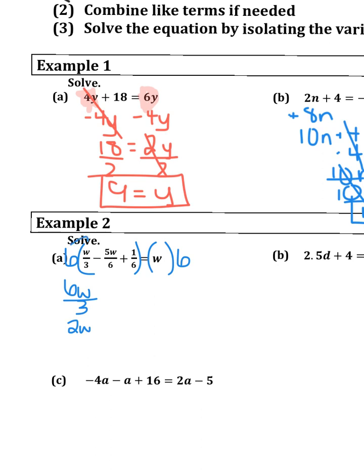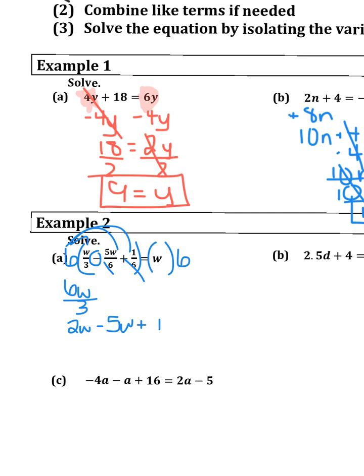Now, this 6 also gets multiplied by the negative 5w over 6. But what's going to happen there is the denominator literally is just going to cancel, and we're going to be left with minus 5w. One thing to note, don't forget that the signs don't change, so keep the sign there. And likewise with the last term, because it's 6 times 1/6, it's just going to be 1. That denominator is going to cancel. And so we would end that with just plus 1.